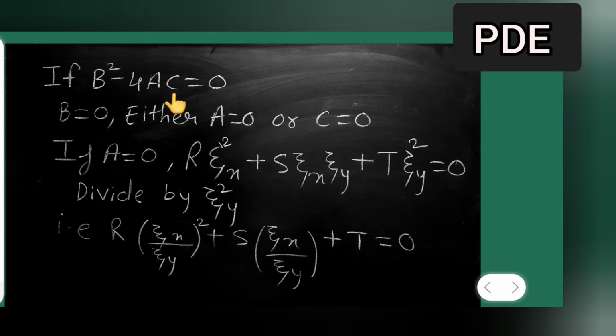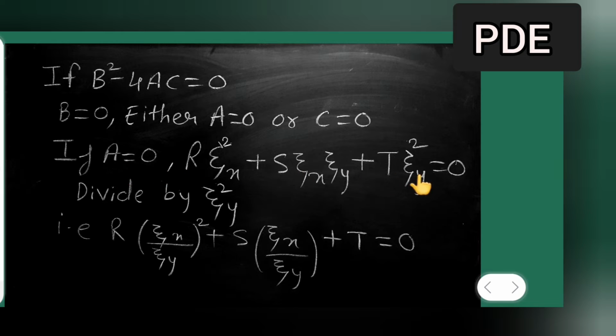So if I keep b equal to 0, then either a will be equal to 0 or c will be equal to 0, right? So if I take a to be equal to 0, then what is going to happen? Okay, write this equation: r xi x the whole square plus s xi x into xi y plus t xi y the whole square is equal to 0.